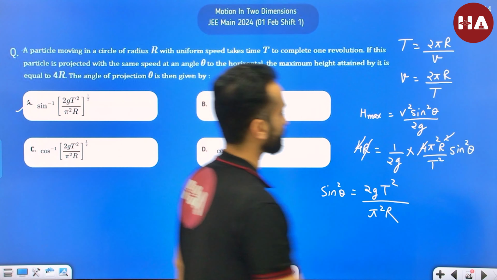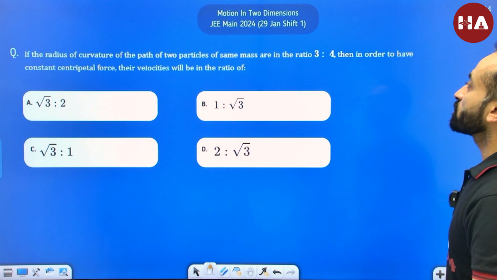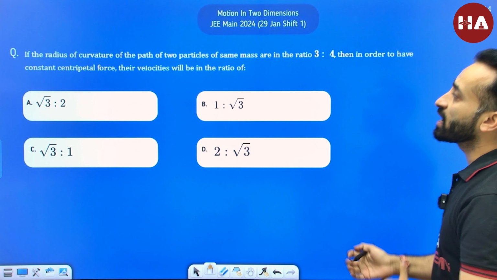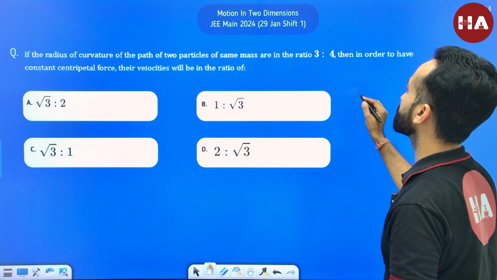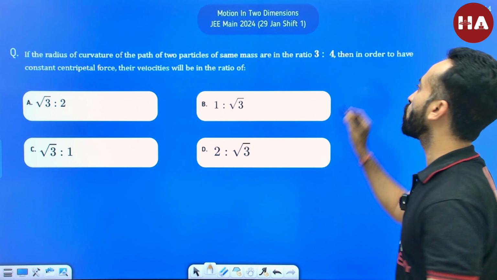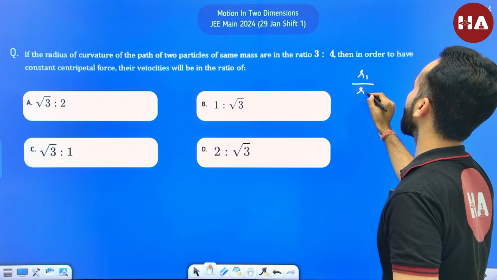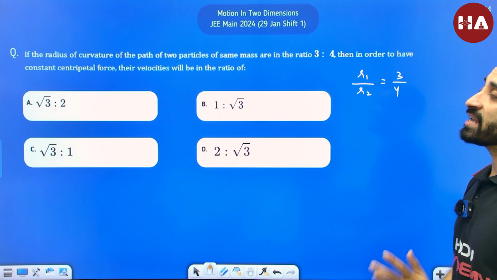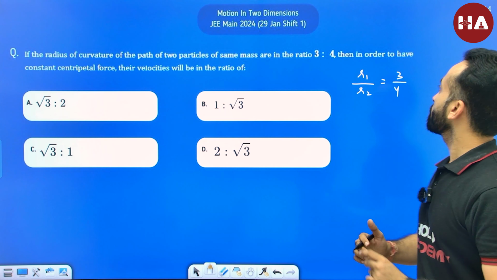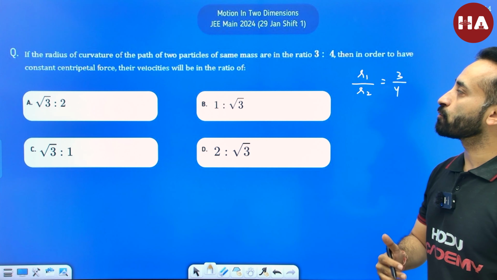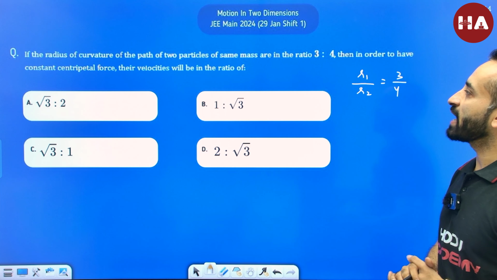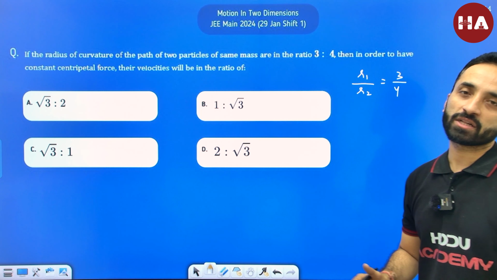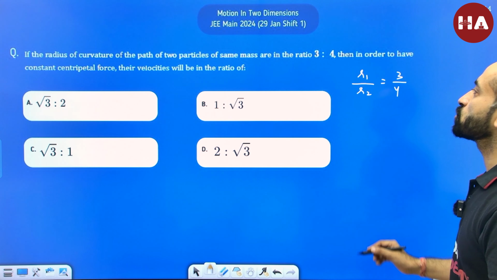Right students, so the next question is from 29 January shift 1. If the radius of curvature of the path of two particles of same mass are in the ratio 3:4, so let's first interpret that very quickly. R1 is to R2 is like 3:4. Then in order to have a constant centripetal force, means they should have equal centripetal force, their velocity should be in the ratio.